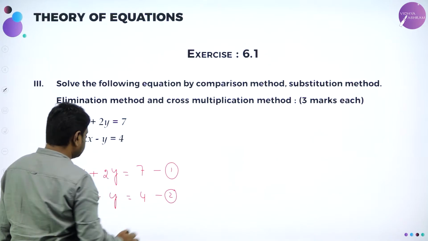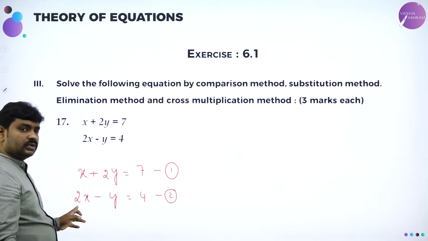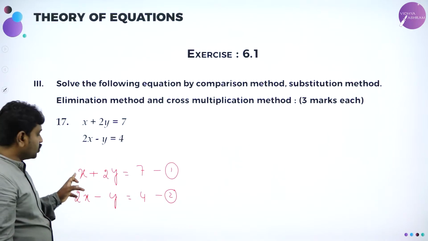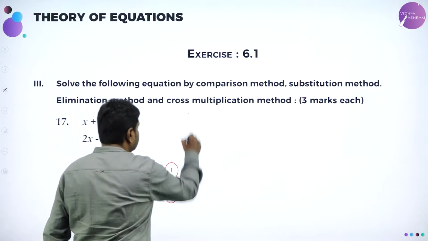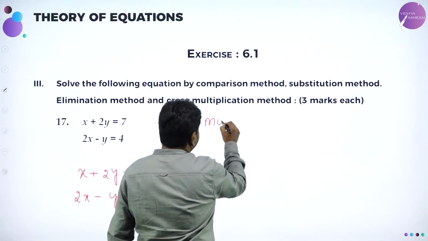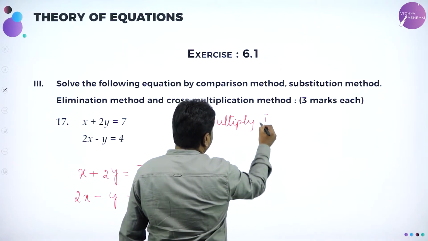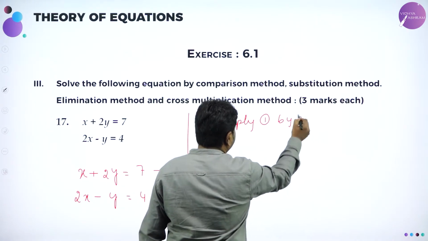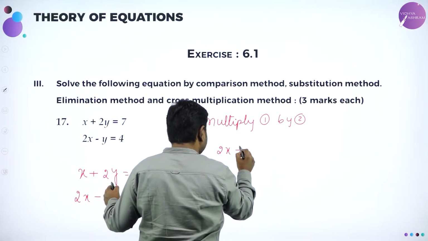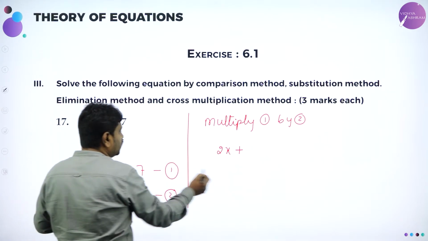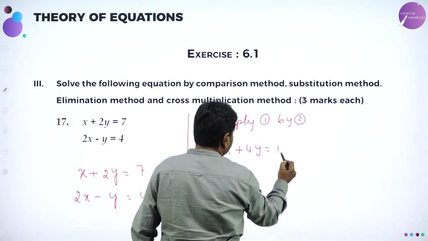Now observe, make the coefficient the same. Here the coefficient of x is 2, here the coefficient of x is 1. So how to make this coefficient 2? Multiply equation 1 by 2. If you multiply that by 2, it will become 2 into x is 2x, plus 2 into 2, 2 2s are 4y, is equal to 2 7s are 14.